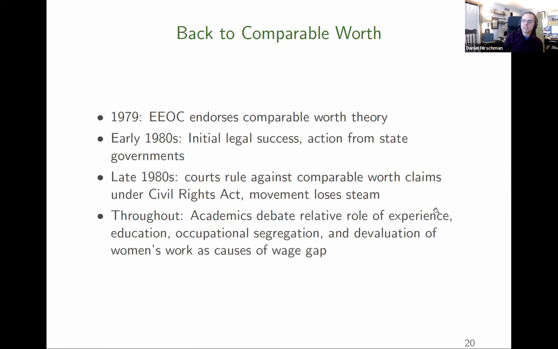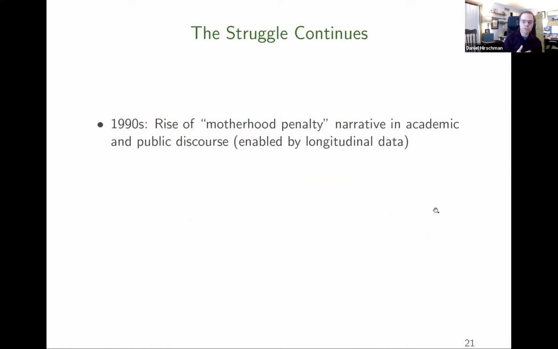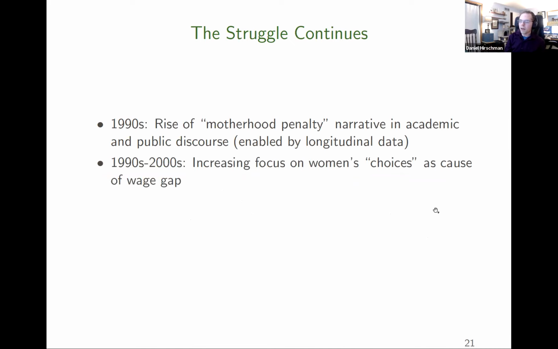As the movement loses steam in the 80s, the conversation shifts. Without a strong feminist movement pushing that angle, the discourse devolves back to one that's focused primarily around choices. And so in particular, in the academic literature, you see a rise of motherhood discourse and discourse around the motherhood penalty, made possible in part by the emergence of longitudinal data sets that now have a life course worth of earnings. And just generally, again, this increasing discussion of women's choices around career, et cetera.